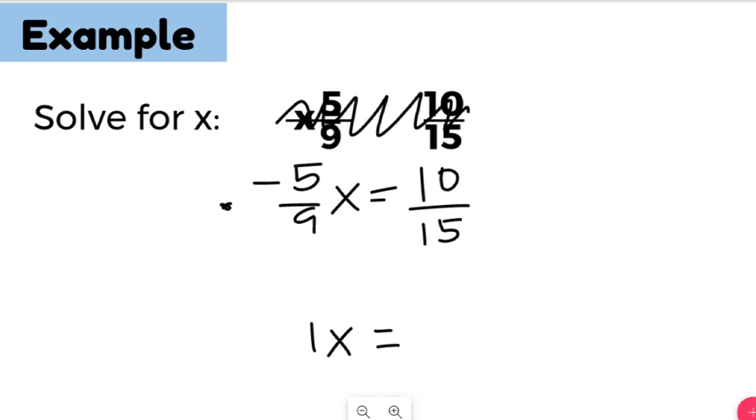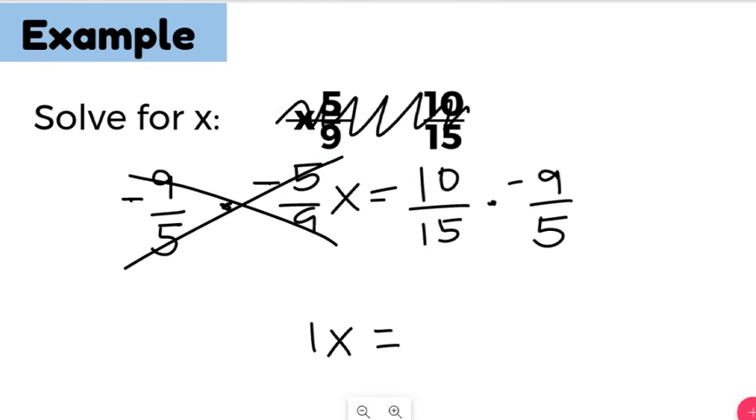My coefficient is -5/9. The reciprocal of a negative is also a negative. So I'm going to multiply both sides by -9/5. And if we look, a negative times a negative makes positive. My 9s and my 5s cancel, and I'm left with positive 1x. On the left-hand side, we can multiply across, or we can simplify. Now, if I multiply across, I'm going to get -90/75, and I'm going to have a lot of simplifying to do to whittle that down. It might be better or faster to simplify before you start multiplying.